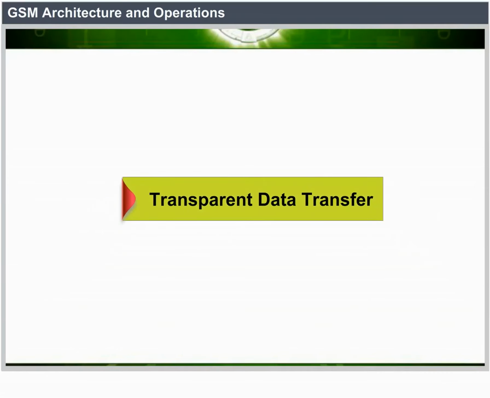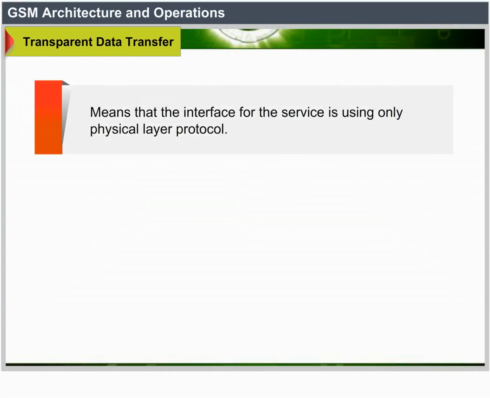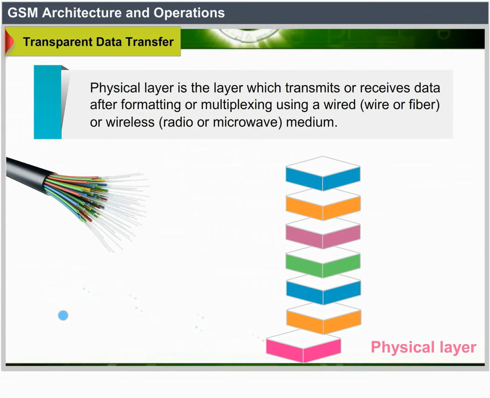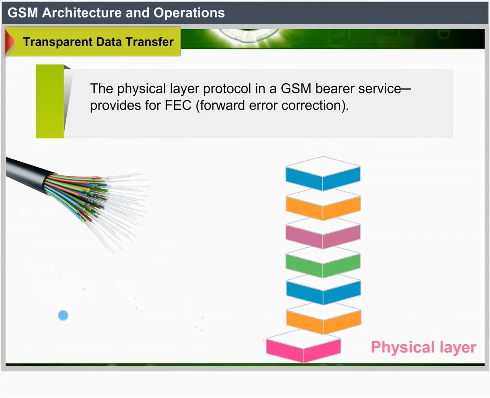Transparent data transfer means that the interface for the service is using only the physical layer protocol. Physical layer is the layer which transmits or receives data after formatting or multiplexing using a wired medium, wire or fiber, or a wireless medium, radio or microwave. The physical layer protocol in a GSM bearer service provides for FEC, forward error correction.